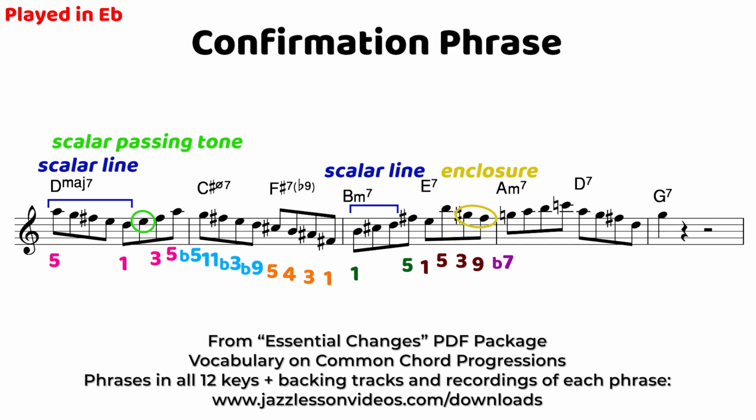So we go from that G up to the root, A, continue up the scale, B, C, then jump down to the A, which is the 5th of D7, down a scale, the 4th, G, down to the major third, F sharp, D, and then finally resolving to the root of the 4 chord, G.